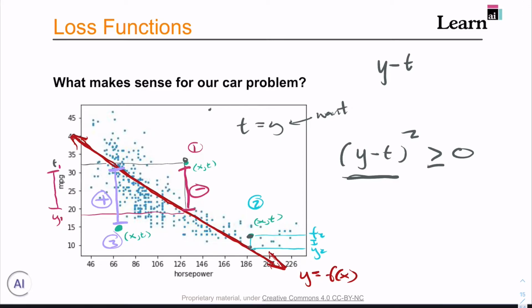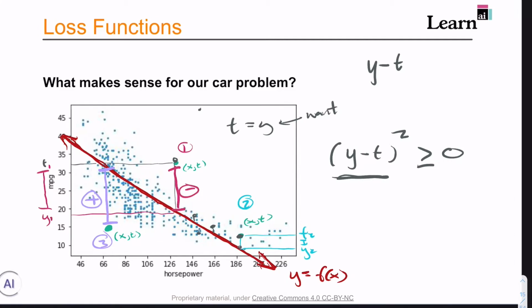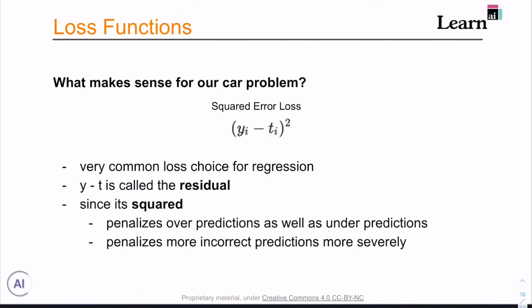We want to more severely punish things that are further away. Things that are close, that's fine. That's a pretty good approximation. We're okay with that. We're less okay with things being way off. So that leads us to the first loss function we're going to talk about today, which is called squared error loss, and that's what we just sort of defined. It's an extremely common loss choice for regression. As you saw, it's pretty natural to arrive here.